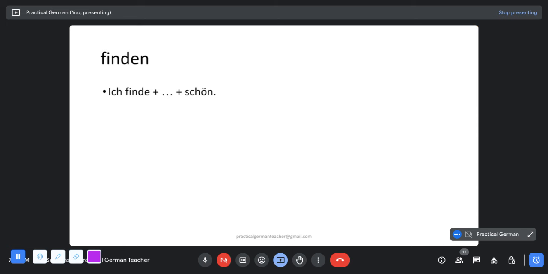Ich finde die Waschmaschine teuer. Toy, not a wash machine. Okay. Waschmaschine. And okay, Rishi, can you give me the conjugation table for finden, please? Ich finde, du.